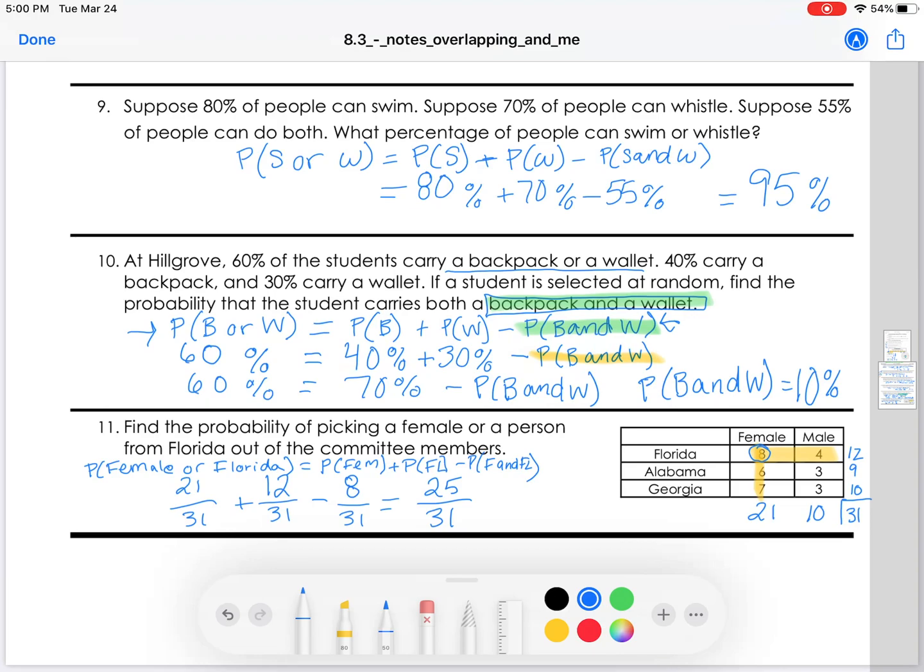All right. Tomorrow we're going to work on practice having to do with these types of scenarios and calculating the probability of compound events. And so hopefully this has been a helpful intro.